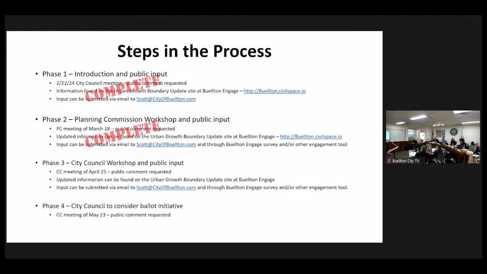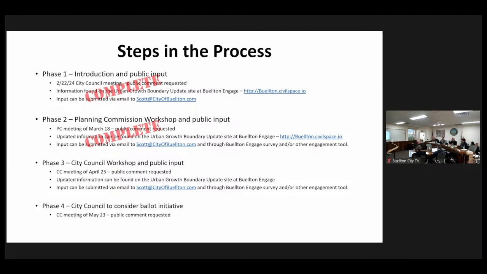This is a multi-step process. We've completed the first 2 steps, which were the introduction in February and the Planning Commission workshop in March. We are now at phase 3. This meeting tonight is the City Council workshop. And over the next month or so, we will continue to accept public input on this. We will take whatever comments the City Council gives to us this evening, and we will work on following that direction. So if the council's direction is to draft an initiative to put on the ballot, we will do that. The council will need to give us direction as to what that initiative should consider. We'll bring that back. We will continue to take public comment. We'll bring it back to the city council at the next meeting, which is scheduled for May 23rd, at which time we will present additional public comment that has come in, and the city council can make changes to the initiative as appropriate and/or vote to place it on the ballot.